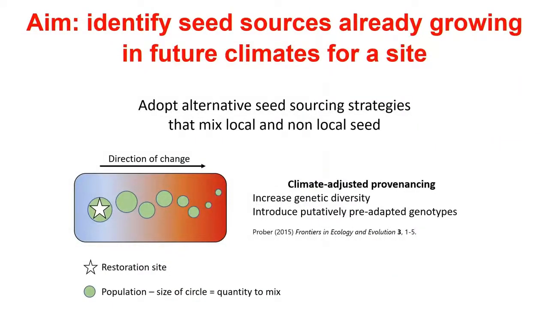To build climate resilience in our restoration plantings, to ensure what we plant now will be around for the next 100 or more years, we need to start building genetic diversity in our seed mixes. One of the leading approaches to achieve this is to mix local seed with seed from populations already growing in future climates.